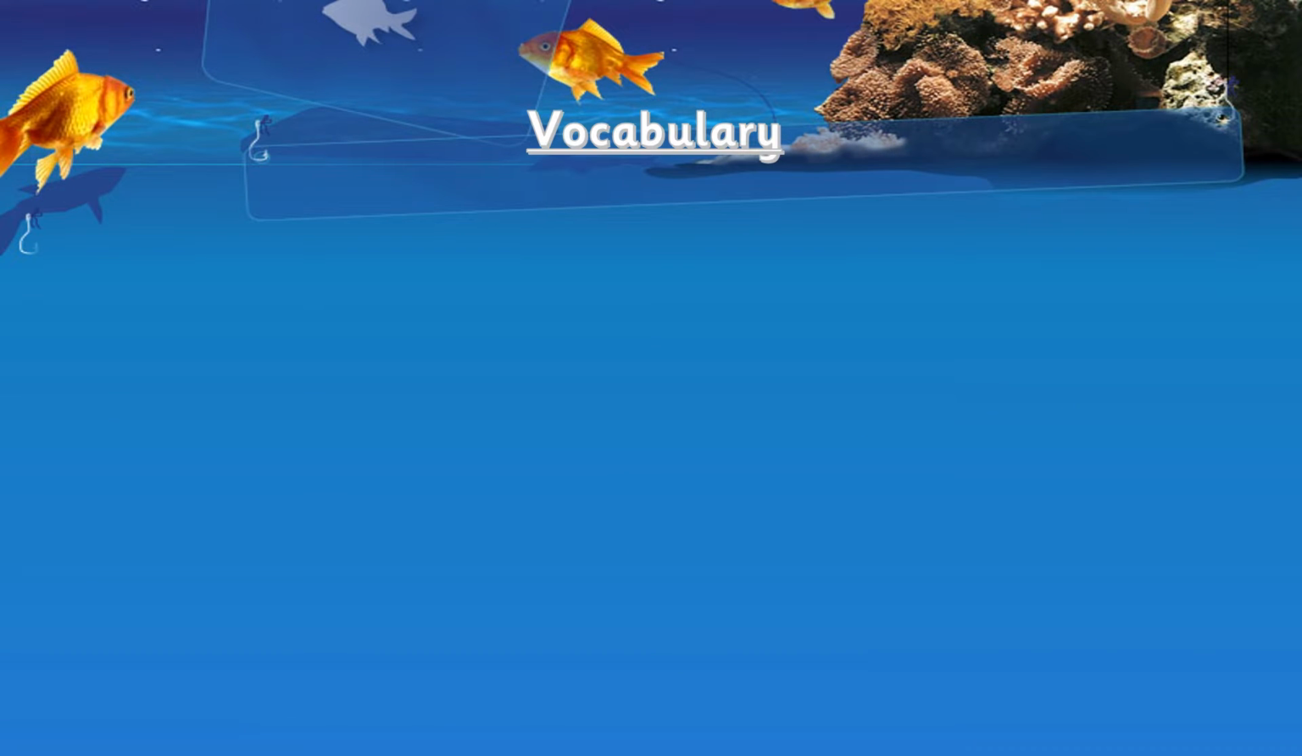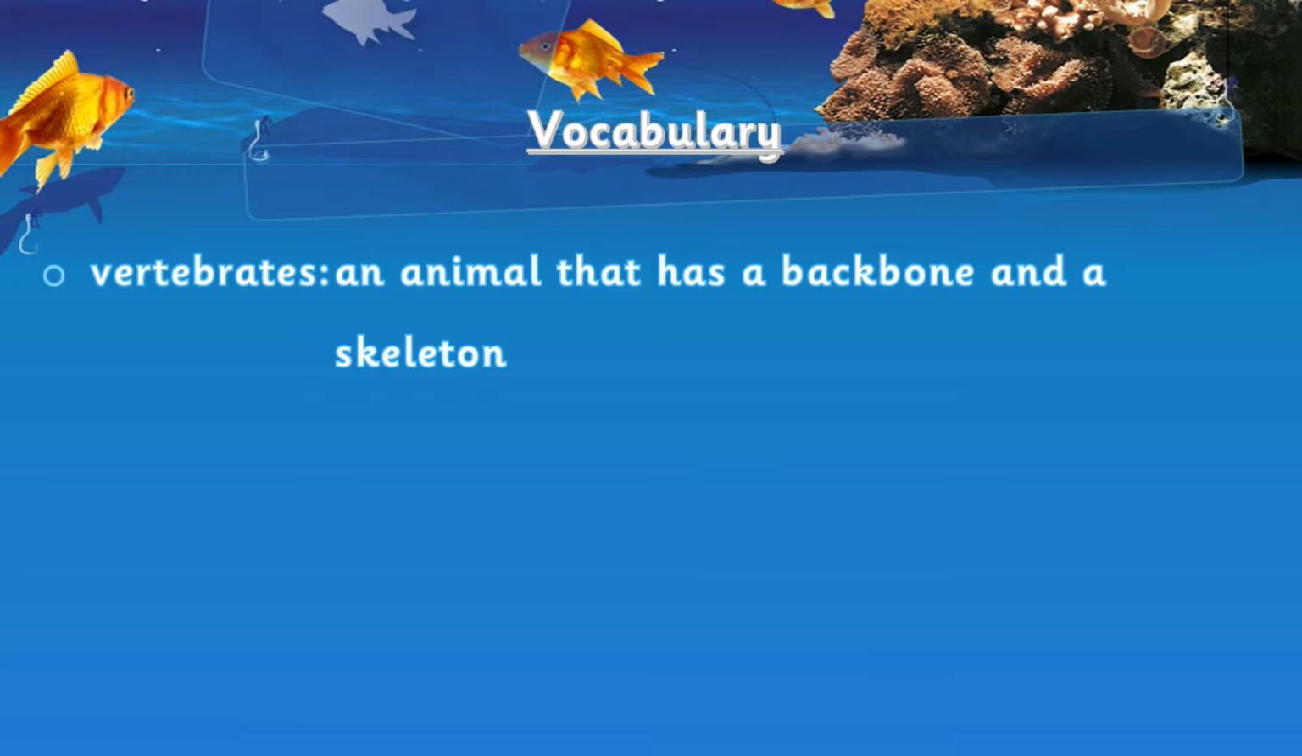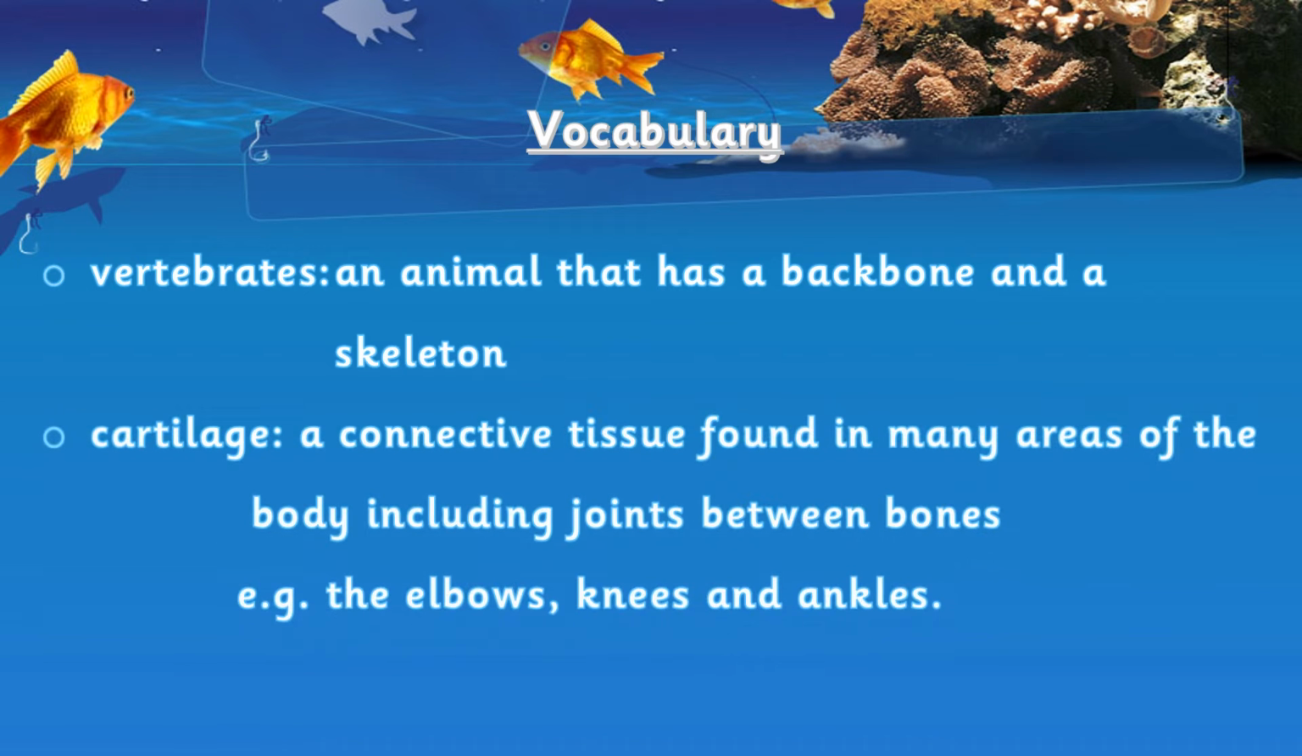Before we proceed, we shall look at the vocabulary. The first word is vertebrates, which means an animal that has a backbone and a skeleton. Next word is cartilage, which means a connective tissue found in many areas of the body, including joints between bones. For example, the elbows, knees, and ankles.